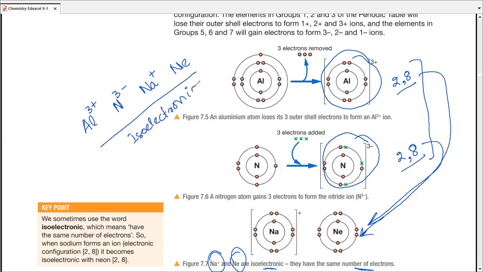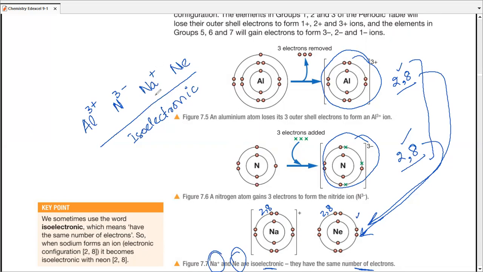Can you see that from this page? This is 2,8, this is 2,8, this also is 2,8, this also is 2,8. So they all have the same electronic configuration, which actually belongs to neon's electronic configuration. We call them isoelectronic.